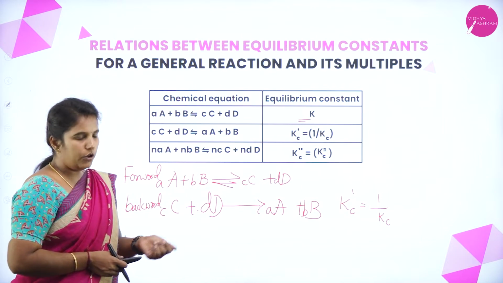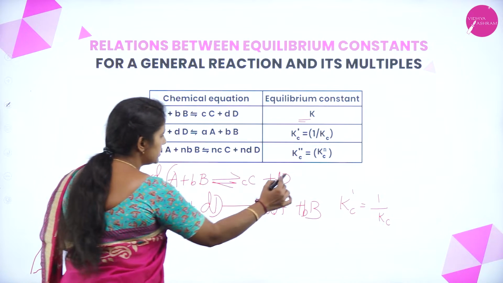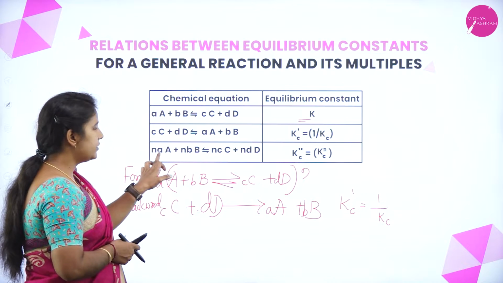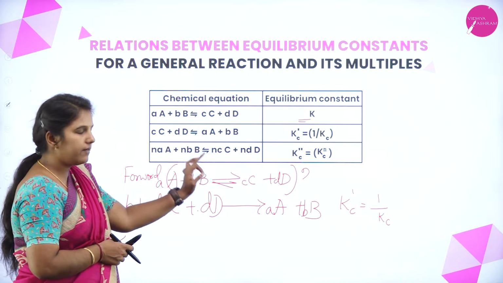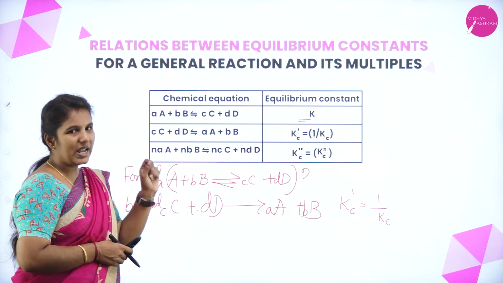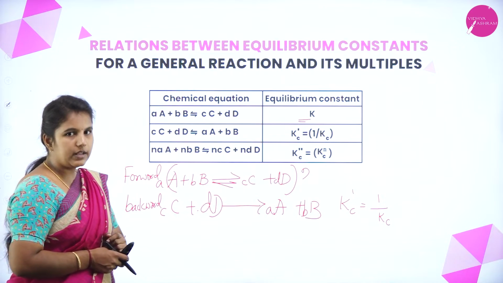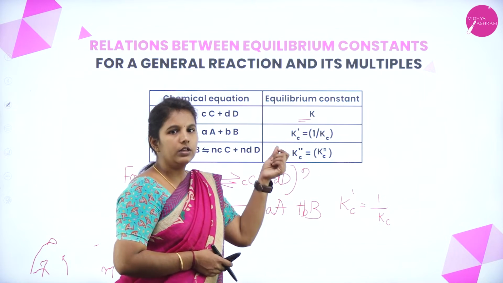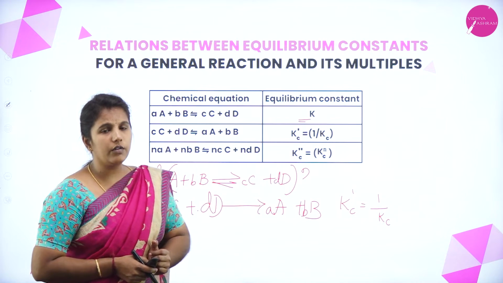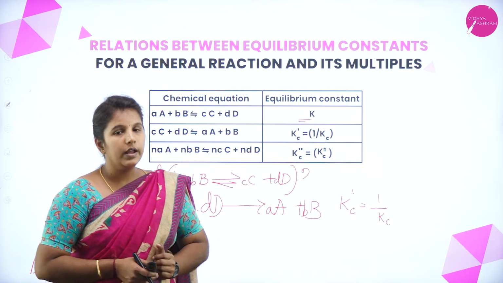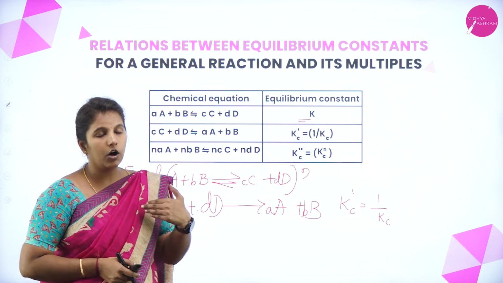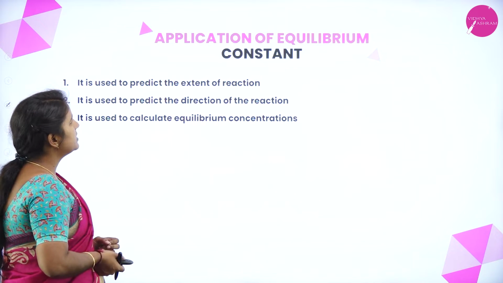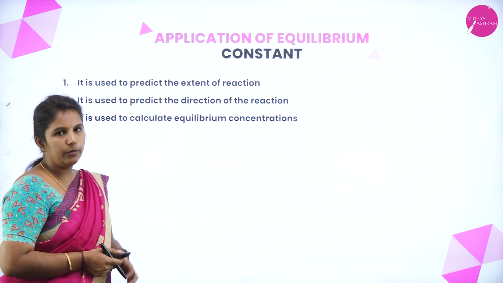Coming to one more reaction, I consider my first reaction and multiply it by n. So what will happen? n into A plus n into B gives rise to n into C plus n into D. So how do we write the Kc value? Kc double dash is equal to Kc to the power n. This is how the equilibrium constant can be written for various general reactions. Next we will see the application of the equilibrium constant.